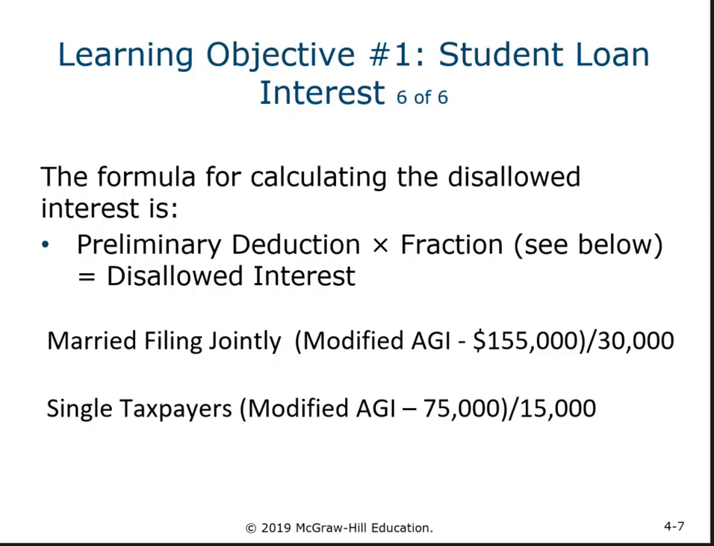But if somewhere in between, okay, it's 175. You're going to take 175 minus 155. That's 20,000 divided by 30,000. That's 2/3 or 67% or so is going to be disallowed. So if you had $2,500 of preliminary amount of interest to deduct, and then you would reduce it by 2/3, and you'd only get to deduct 1/3. Okay, it works the same way with single taxpayers, except you got a $15,000 window or range.